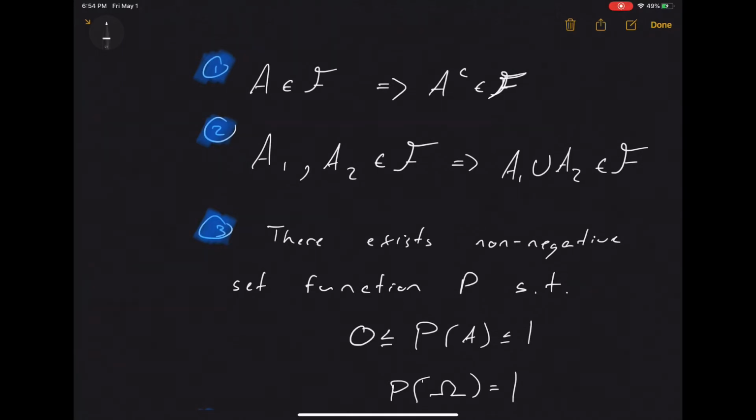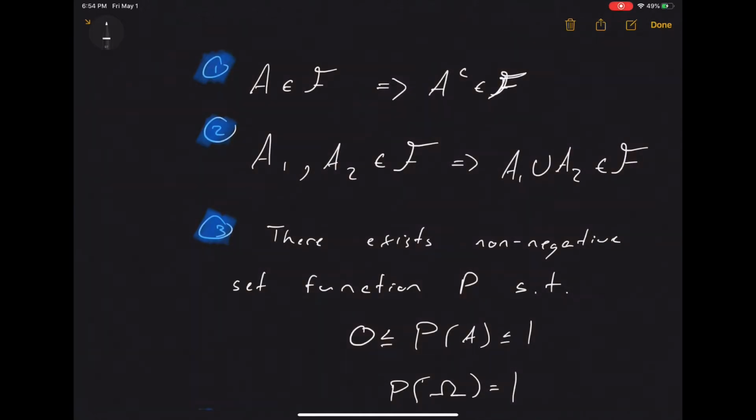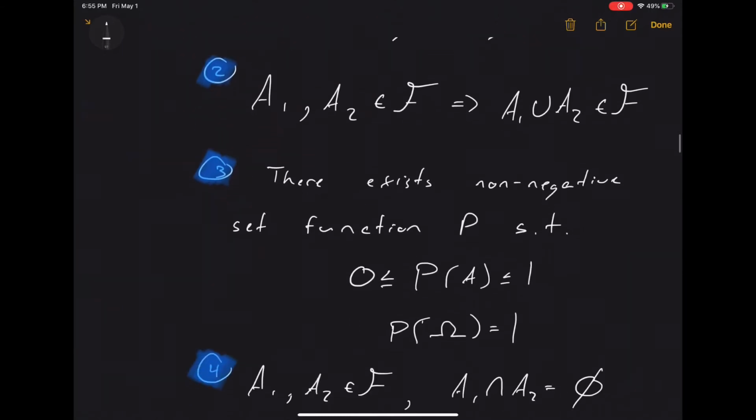So our P, our probability measure that we're assigning to all events, is between 0 and 1. And we can talk more about the meanings of probability 0 and probability 1 later. But all our probabilities are between 0 and 1.